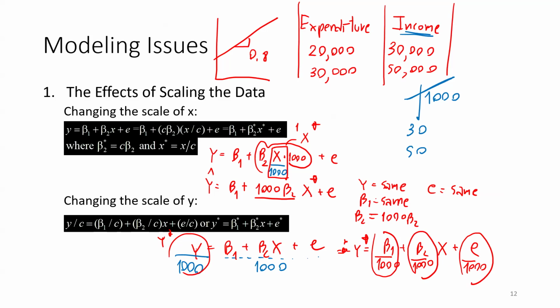This means the scale of the data does not affect the result. If you just change the scale of the data, the result will be the same as before scaling. Okay, this is the first issue if you face scaled data.